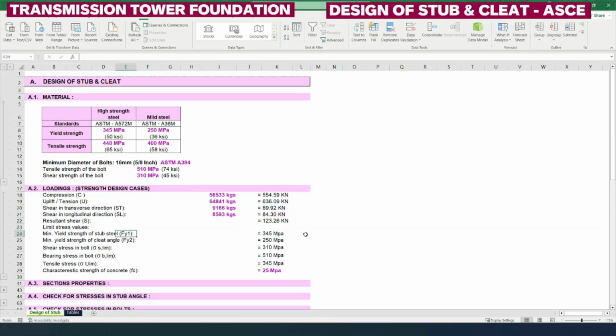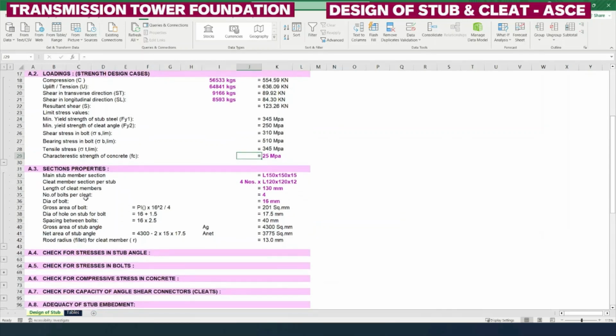Here the minimum yield stress of the stub and cleat angle are taken from this table, which is from the technical specification. Similarly for the bolt, the bearing and shear stress. A tensile stress is considered from the main stub. The characteristic strength of concrete we can assume here as 25 megapascal.